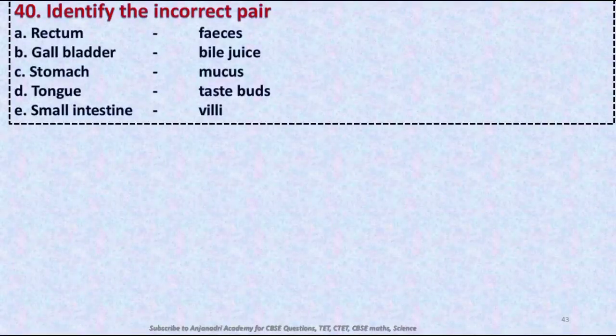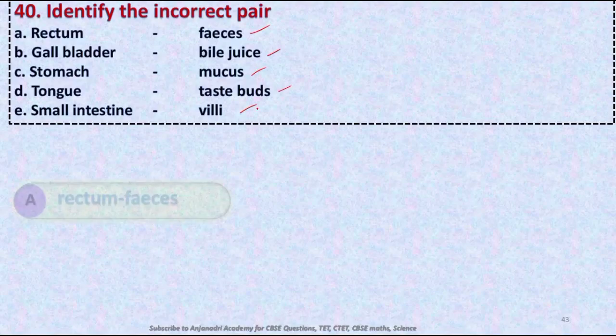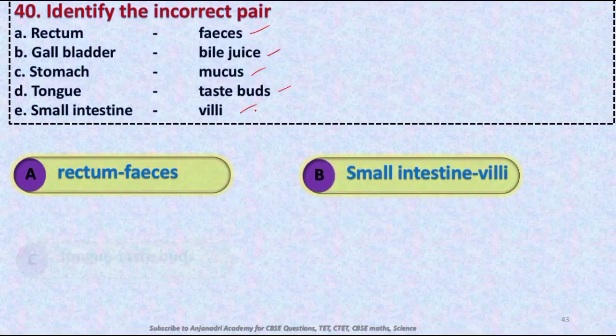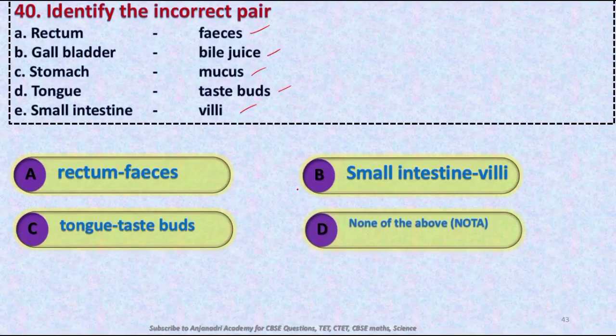Next question. Identify the incorrect pair. Rectum, it stores the fecal matter, it is true. Gallbladder, it stores the bile juice, it is also true. Stomach, it releases mucus. Tongue is having taste buds. Small intestine is having villi. All statements are correct. None of the above statements are incorrect. Therefore, the correct answer is option D, none of the above.